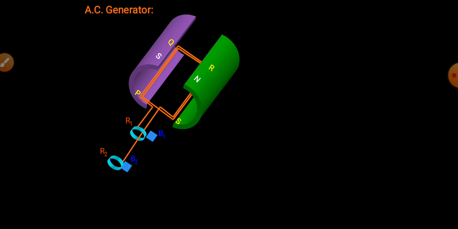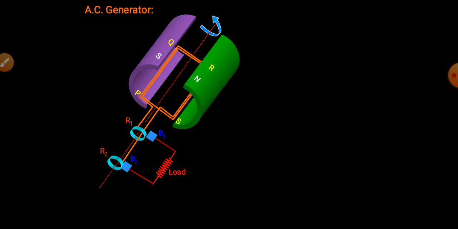B1 and B2 are two flexible metal plates or carbon rods. They are fixed and are kept in light contact with R1 and R2 respectively. The purpose of the brushes is to pass on current from the armature coil to the external load resistance. The load is connected to V1 and V2.